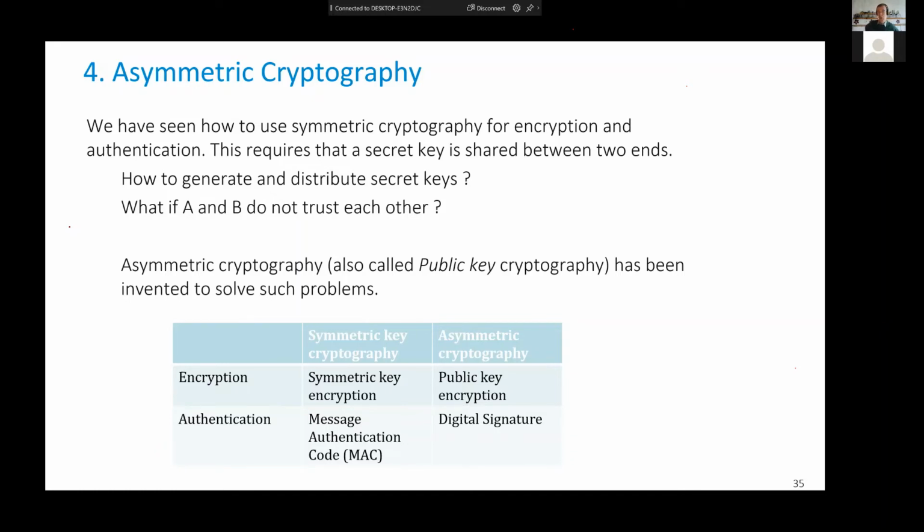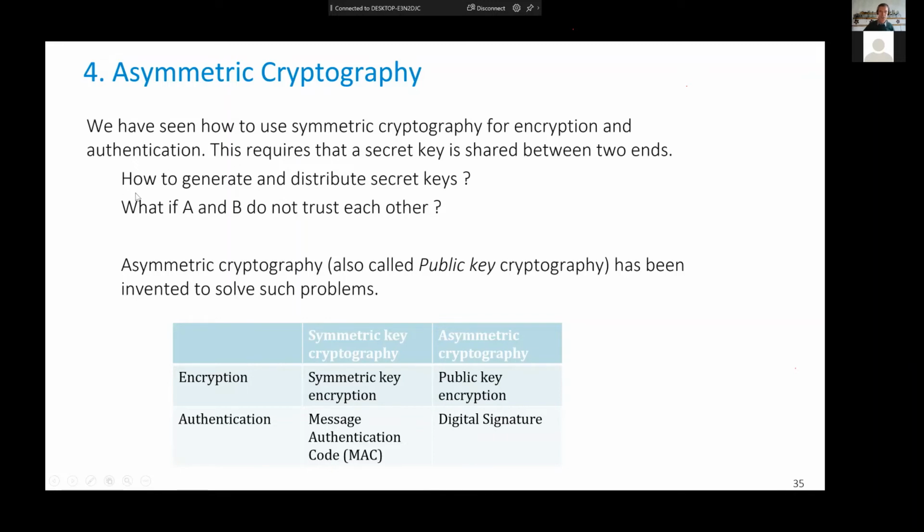The drawback or the issue with symmetric cryptography is we require that the secret key is shared between the two ends. So the question is how to generate and distribute the secret keys. And since we're using secret keys all the time, we have lots of secret keys, and this must, of course, be done in a very secure way. In particular, we might need to use encryption even if we don't trust absolutely the other end here.